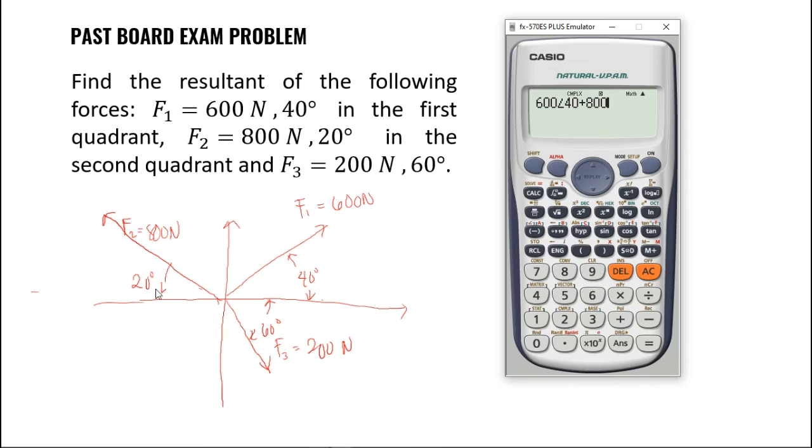So ang ating angle here is nasa second quadrant. Second quadrant yung reference point niya. So this is angle. So ito 20 degrees. Kung ito is 180 yung half revolution. So this is 180 minus 20. So 180 minus 20 degrees. Then, so plus, we have this.